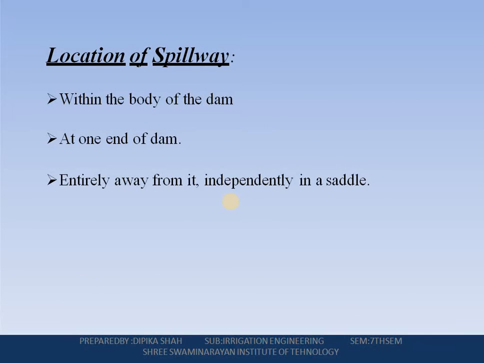Location of the spillway. So what should be the location of the spillway? The location of the spillway is a very important point. It should be within the body of the dam, at one end of the dam, or entirely away from it, independently settled. So there are three locations for the spillway.